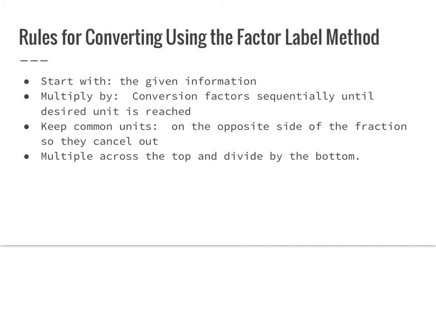Okay, the key behind the factor label method is that you want to make sure you keep common units on opposite sides of the fraction so that they cancel each other out. And the idea behind the factor label method is that you are canceling units until you end up with that desired unit. Once you've reached your final unit, to solve, you are going to multiply the numbers across the top and divide by any numbers on the bottom. The rules for using the factor label method may seem complicated in words, but once we start looking at examples of them, it becomes a lot easier. So we're going to start right away with an example of how to use the factor label method.